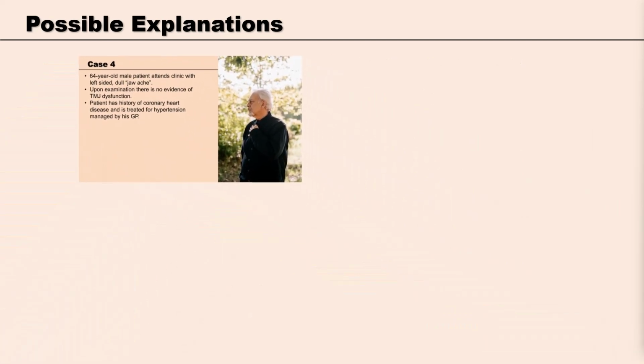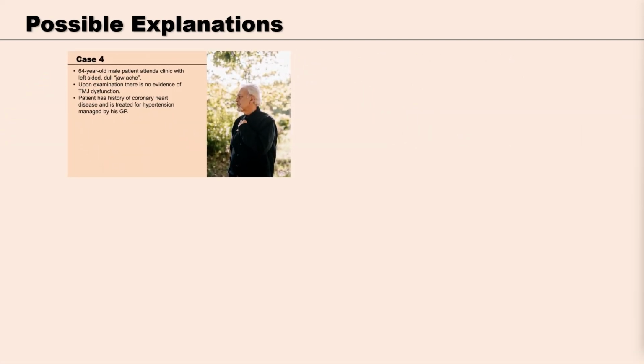Now, our final case is very interesting, but you'll see it makes perfect sense when you interpret the anatomy. This 64-year-old male presents with dull jaw pain, but has no signs of TMJ dysfunction. What we do know about this patient is that he has CHD and hypertension. So let's first think and consider his past medical history of coronary heart disease.